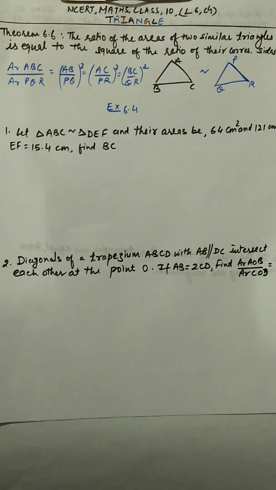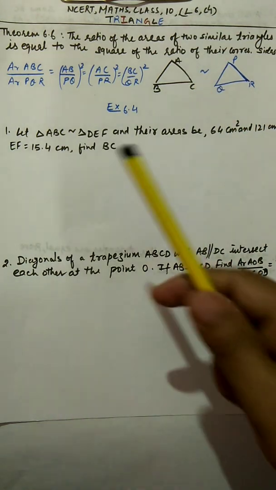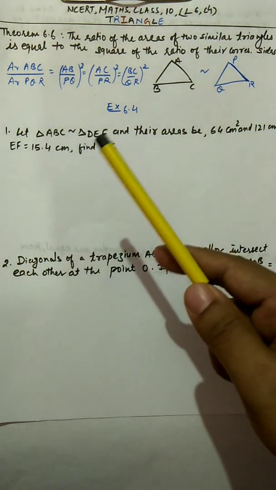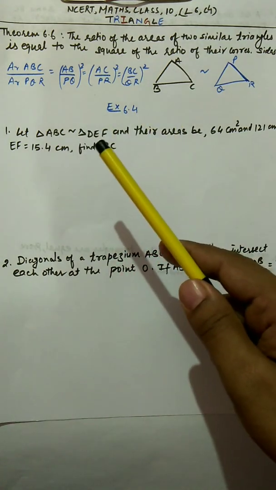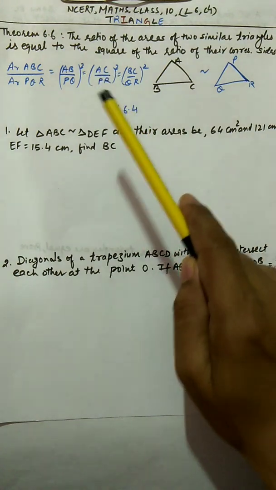आज एक इम्पॉर्टेंट थ्योरम हम लोग डिस्कस करेंगे, थ्योरम 6.6, and this is from chapter Triangles. What is the result, what is the statement, what is the proof? We'll discuss everything. First we'll discuss the statement.